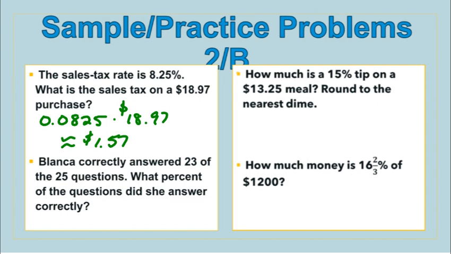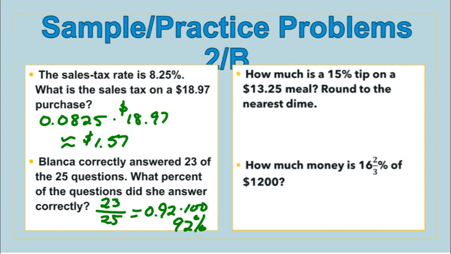Next one, Blanca correctly answered 23 of the 25 questions. What percent of the questions did she answer correctly? So to find the percent, she did 23 out of the 25. Just do 23 divided by 25, which gives us 0.92. Multiply that by 100 for the percent, and we would say 92% she answered correctly.